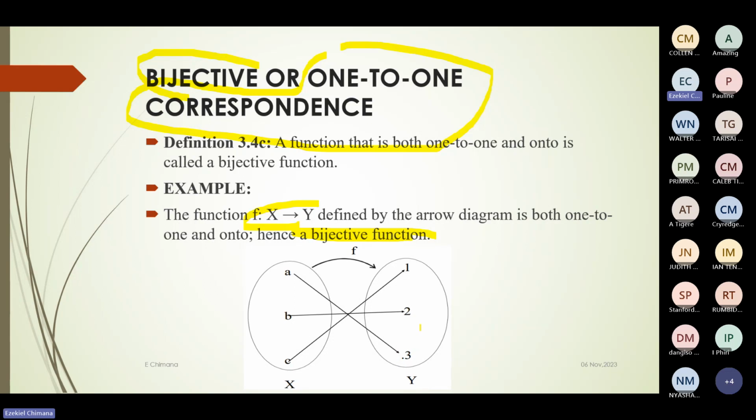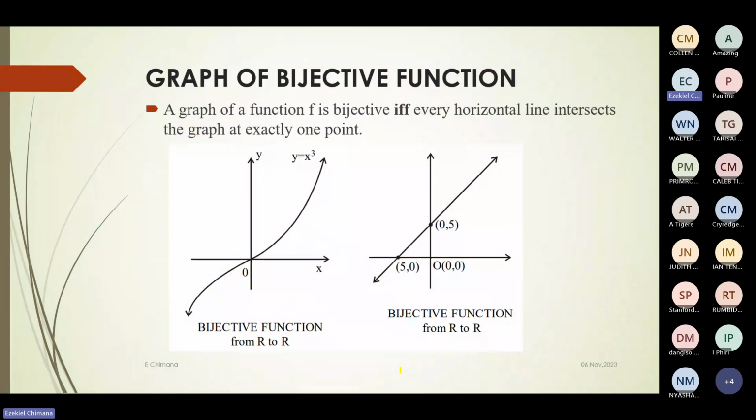What about a surjective? A surjective requires at least one arrow. So on every value in the y, we have got at least one arrow. So it means this one satisfies the onto as well as the one-to-one. So it's a bijective function. It's both injective as well as surjective. So the graph of a bijective function just looks like this graph that we have.